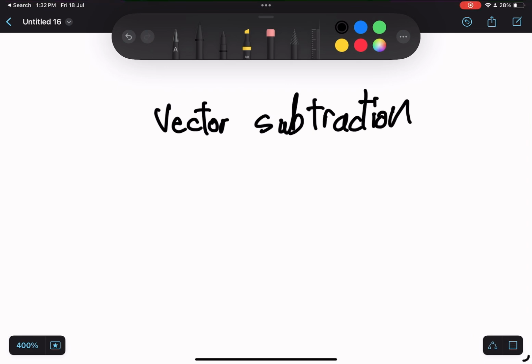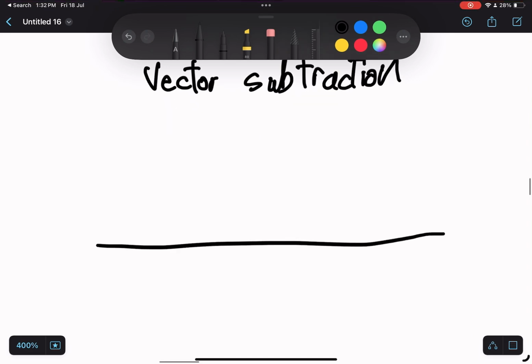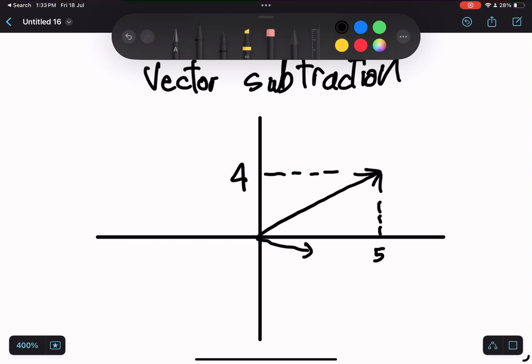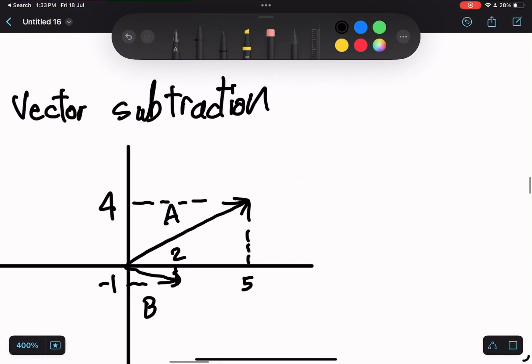subtraction. Well, since addition and subtraction are inverses of each other, the process is pretty similar. Let's first define a vector which has x coordinate 5 and y coordinate 4, and another vector with y coordinate -1 and x coordinate 2. We know these as A and B.